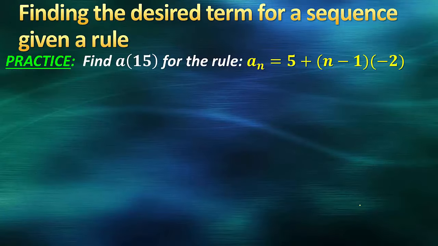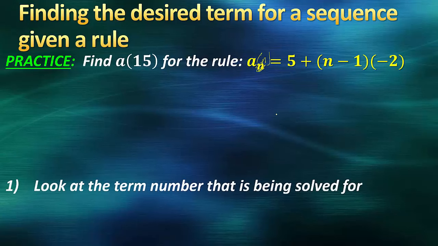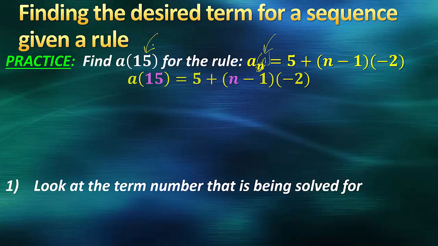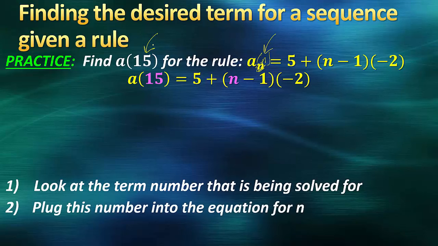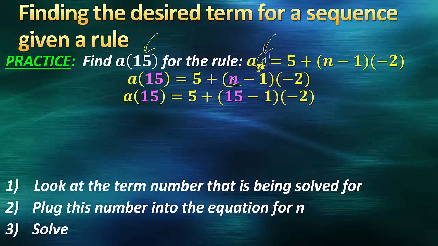Alright, so now if we have to find the desired term for a sequence given a rule, for example, if you had to find A15 for the rule A sub n, we'll just call that AN to make it easier for you, equals 5 plus n minus 1 times negative 2. All you have to do is look at the term number that is being solved for, which is going to be inside the parentheses. So in this case, it's 15. We're going to plug that into the equation for n. So where you see this right here, we're going to replace it with 15. And then all you have to do is solve.